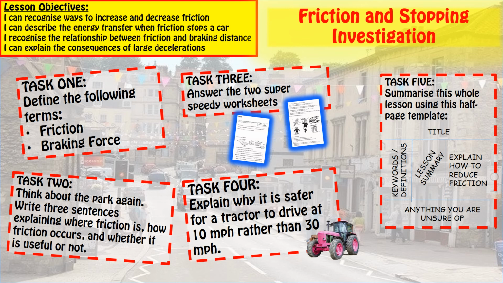There's 2 super speedy worksheets. Okay, they are quick. They should take you no more than about 5 minutes to complete both. And they're found on the frog page in the activity section. Task 4, explain why it's safer for a tractor to drive at 10 miles an hour rather than 30 miles per hour. So look back at the 4 marker question you did earlier on and see if you can apply that knowledge to this question. And then task 5, as always, is the physics postcard. So just summarise your work using the Cornell method there.